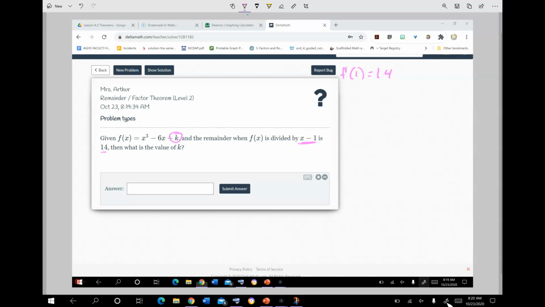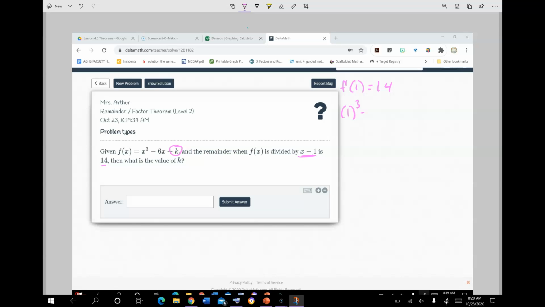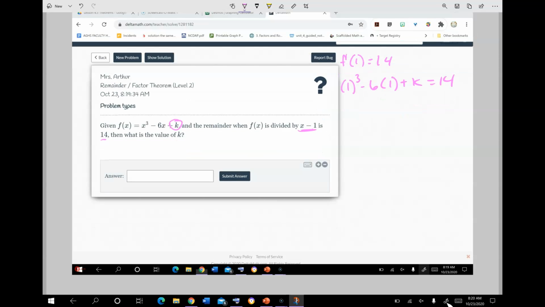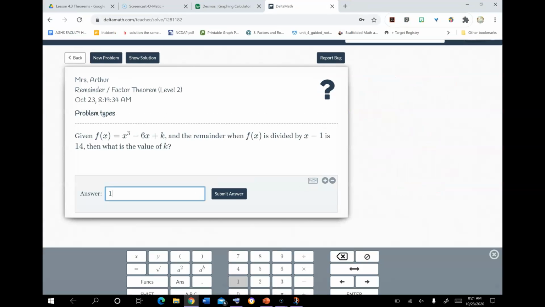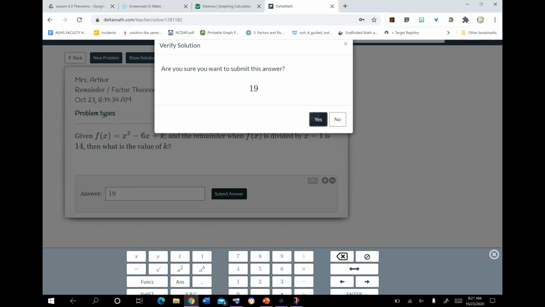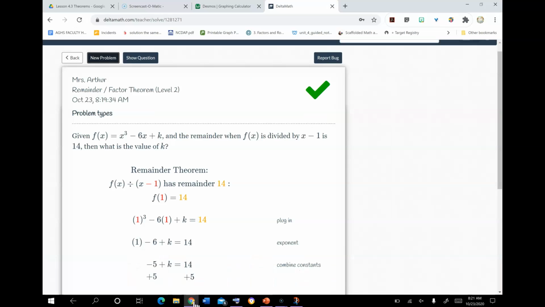So it's going to say 1 cubed minus 6 times 1 plus k equals 14. Okay? So we're going to solve. 1 cubed is 1. 6 times 1 is 6 plus k equals 14. Combine your like terms. 1 minus 6 is negative 5 plus k. Get k by itself. We're going to add 5. So k equals 19. So if I was to go back to here, type in 19. Fingers crossed. Got it right. All right, let's do another problem like that.